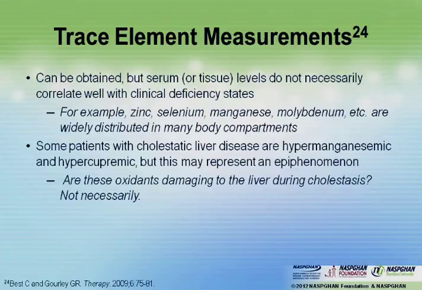We see that some patients will have hypermanganesemia in liver disease, and that may be because there's an enterohepatic circulation of manganese. Some patients are hypercupremic, and that may be just reduction in ceruloplasmin. These patients may just have increased free copper. And I guess the question is whether these oxidants are really damaging the liver.